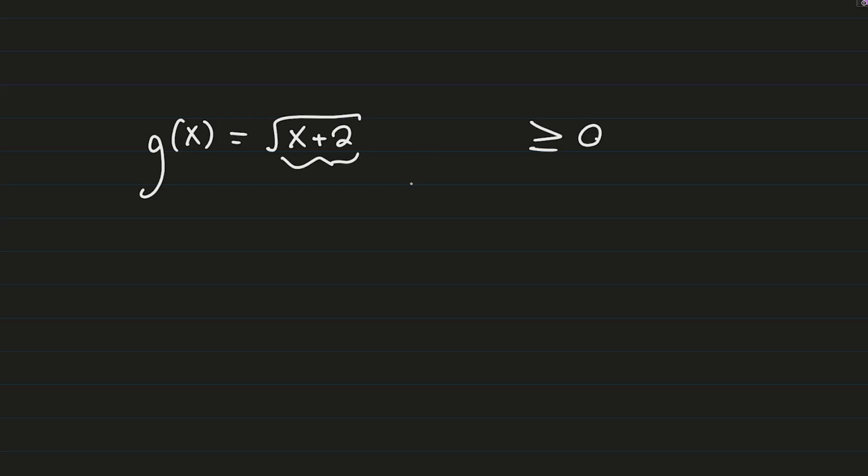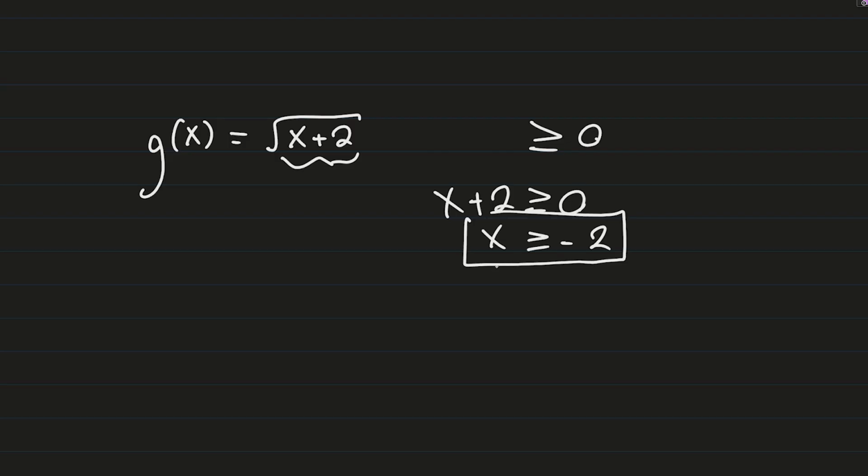To find the domain, let's write an inequality where we set everything inside the radical greater than or equal to 0 and solve. We will have x plus 2 is greater than or equal to 0. X must be greater than or equal to negative 2. This is our domain. This notation is called inequality notation.